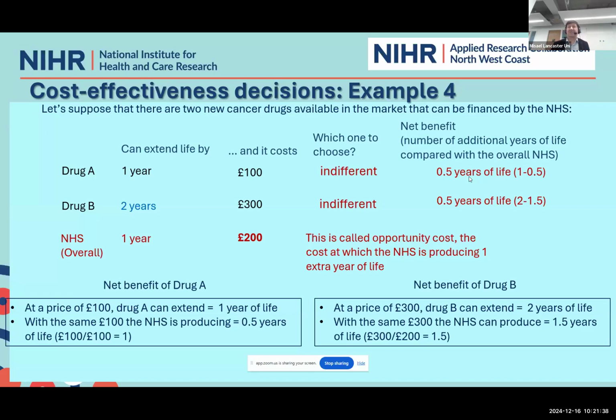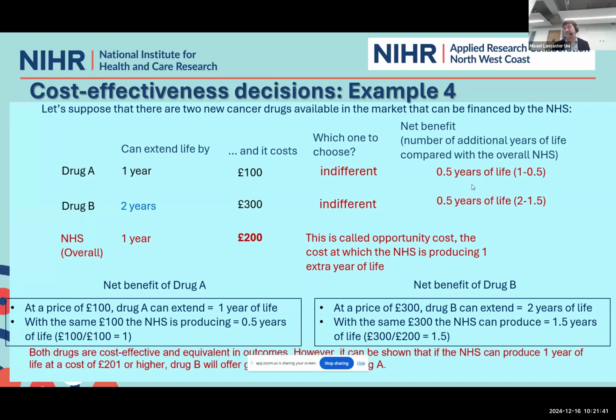However, we can show also, just with a little tweak of the example, that for values higher than 200, 201, drug B will be more cost effective than drug A. Okay, so we'll gain more additional years of life than drug A.